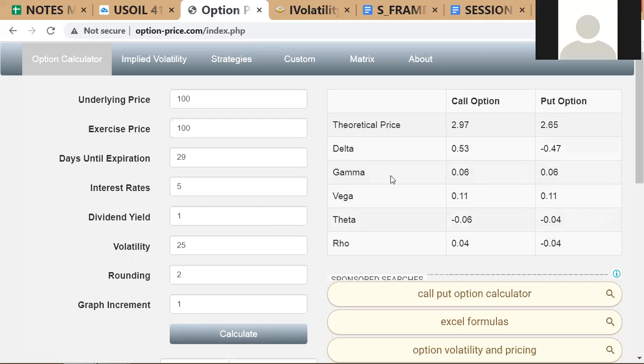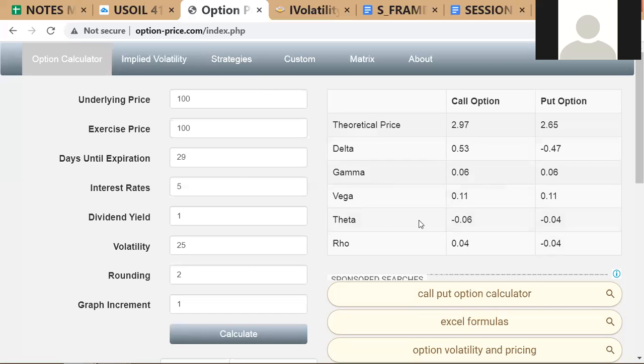Okay? Gamma-theta: long options is long gamma, short theta. So if time passes and the underlying doesn't move much, you lose money. Similarly here, long option positions have long Vega and short theta.